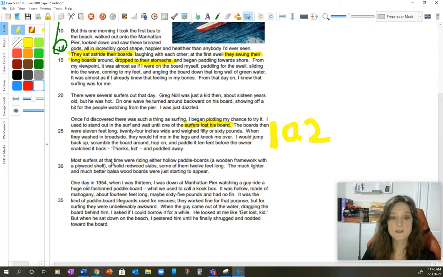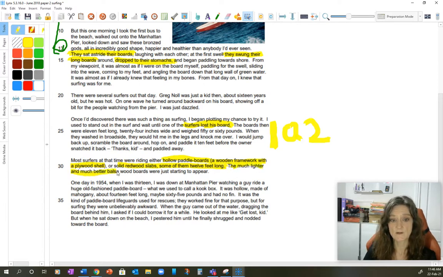The next bit. Most surfers at that time were riding either hollow paddle boards, a wooden frame with a plywood shell, or solid redwood slabs, some of them 12 feet long. The much lighter and better balsa wood boards were just starting to appear.